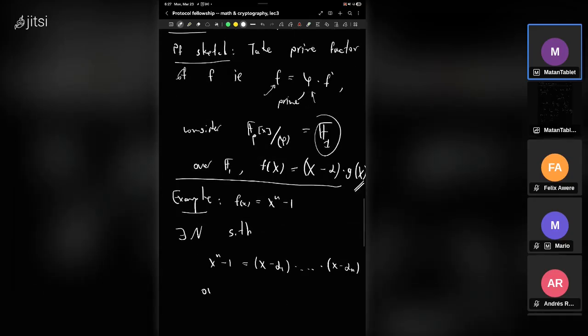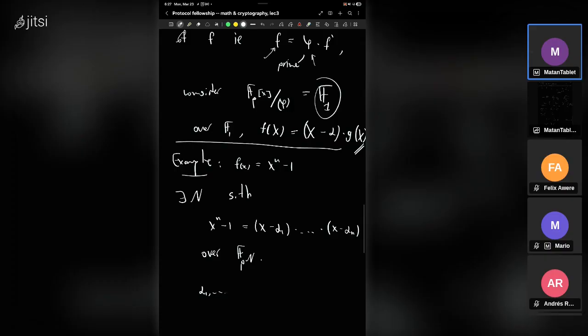over F_p to the n. Okay? Alpha 1 up to alpha n are denoted mu_n of F_p, and this is called the nth roots of unity. It's roots of unity because each of them satisfies alpha_i to the n equals 1.